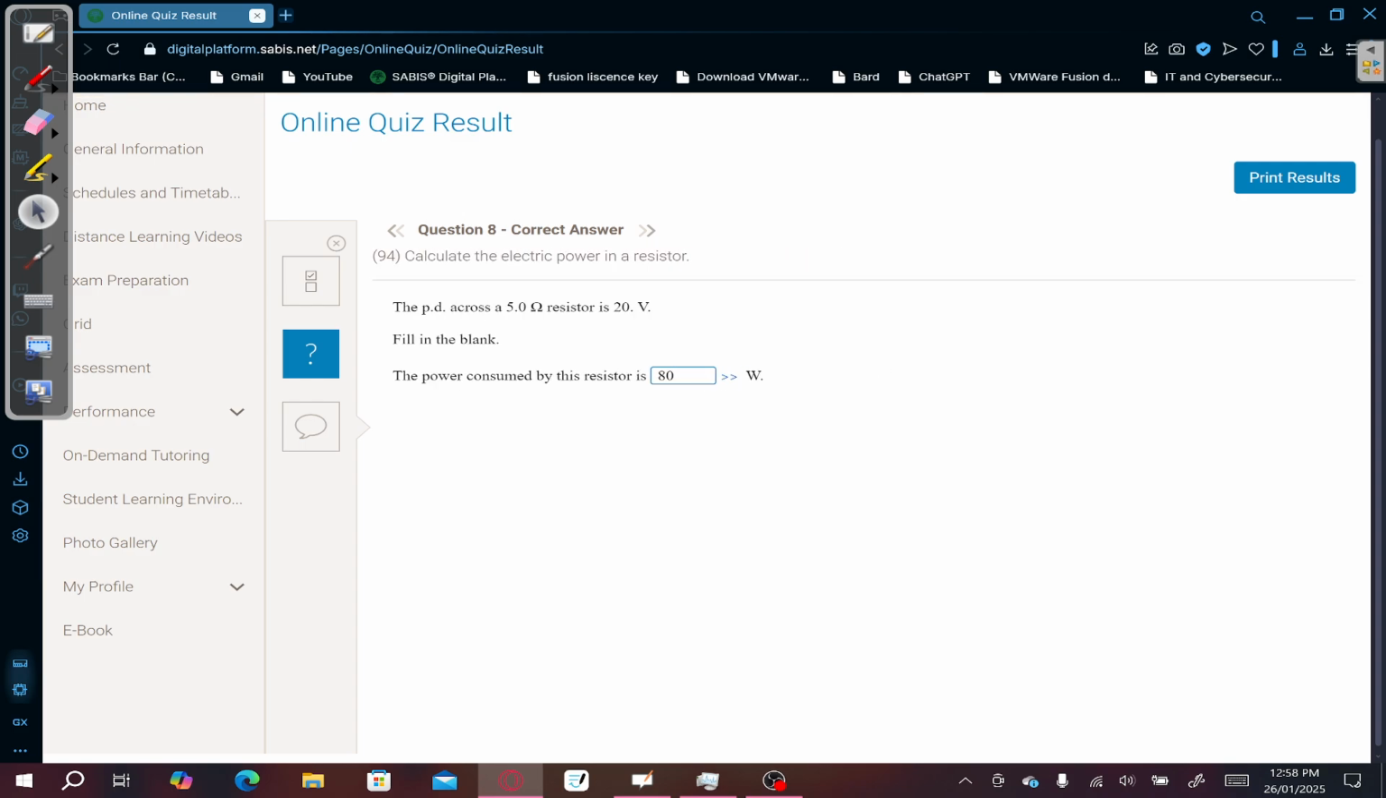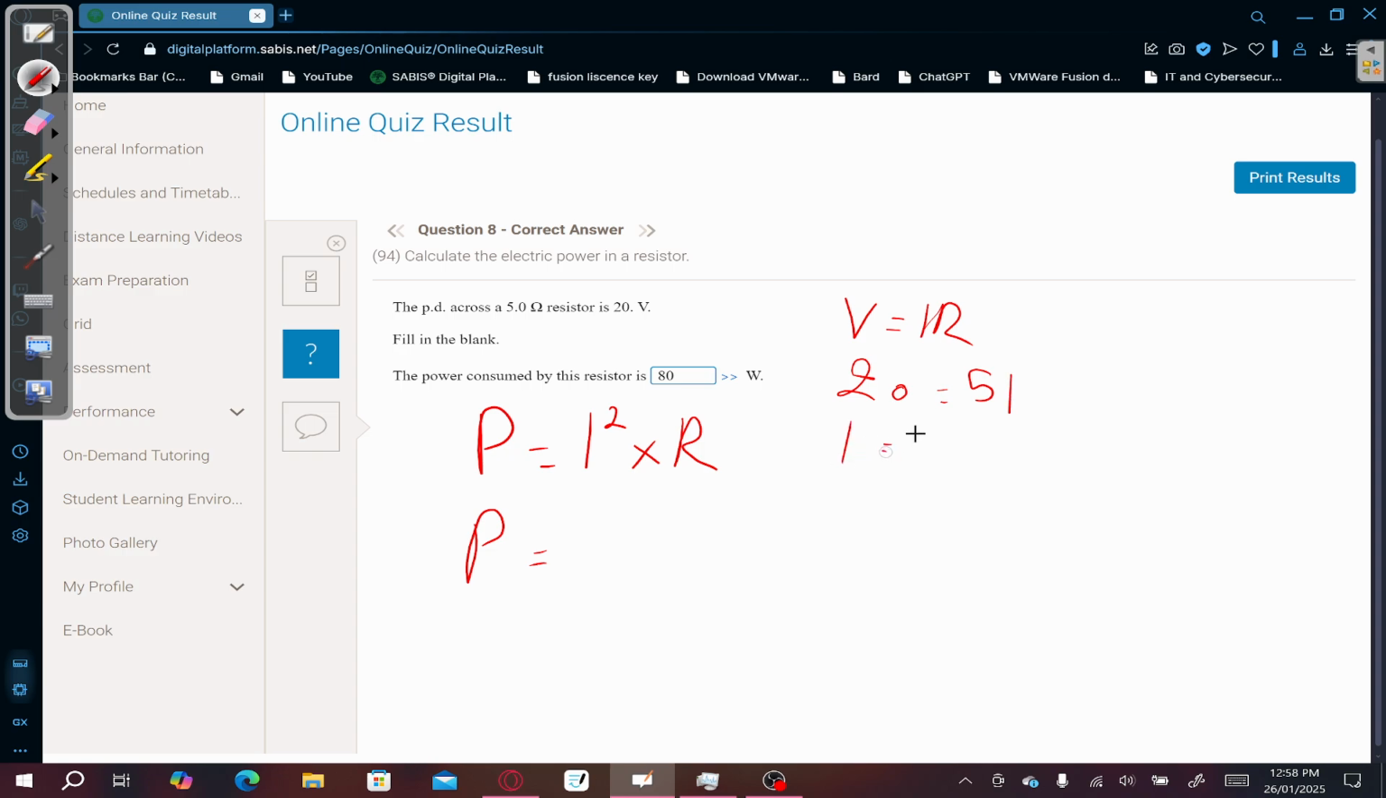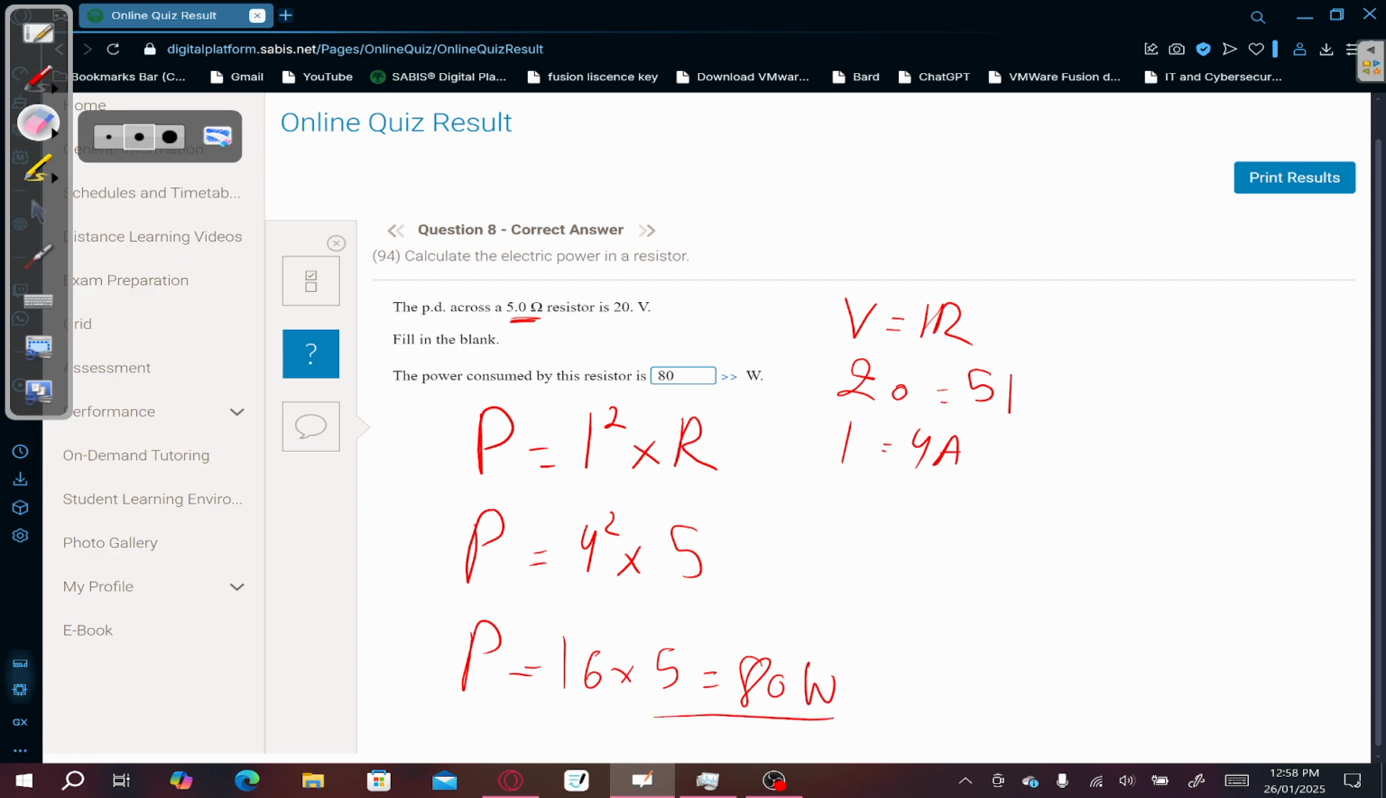Okay. The power. Now, there's another formula for power. Power is equal to I squared times R. Okay? Memorize it. It's very easy. So let's find I in general. V equals IR. Again, you should be really familiar with this formula. The voltage is 20, R is 5, so 20 equals 5I. I is equal to 4 amperes. So 4 squared times R, the resistance, which is 5. Do this on a calculator, you'll get 16 times 5, which gives you 80 watts. This is your final answer.